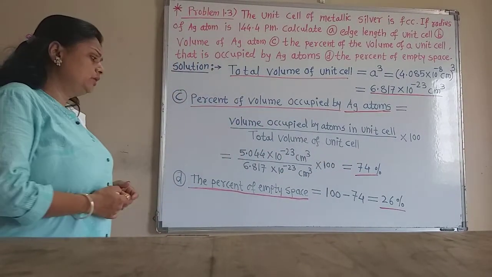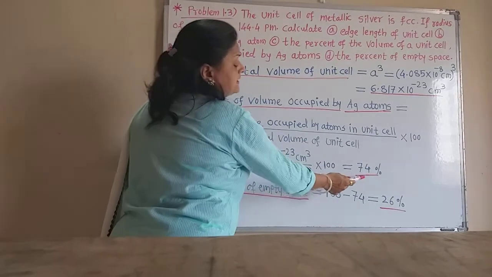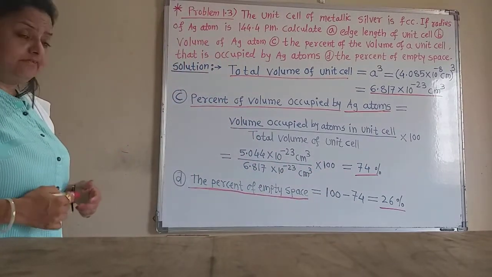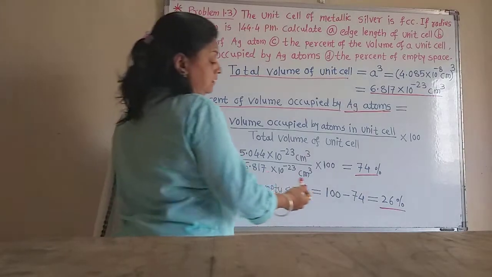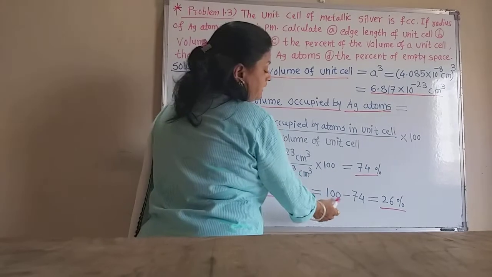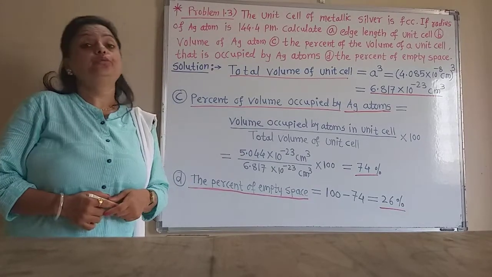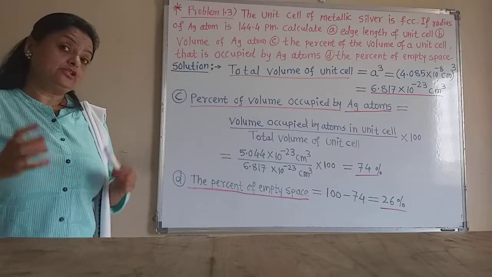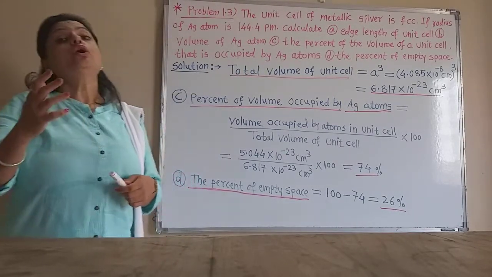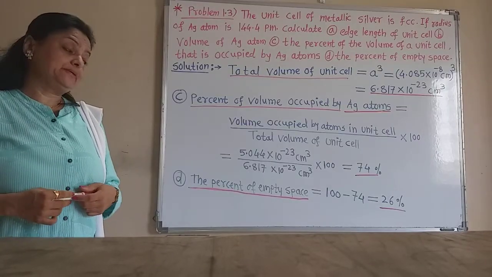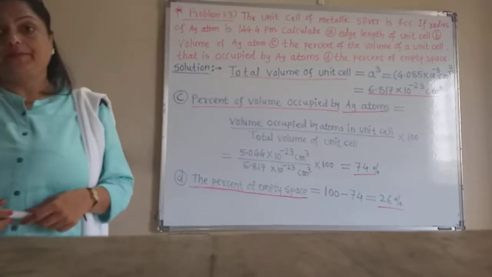74%. Now the percentage of the empty space is calculated by subtracting the percentage of the volume occupied by the silver atoms from 100, and that is equal to 100 minus 74, that is equal to 26% is the empty space. Now this face centered cubic unit cell is the most compactly arranged unit cell. Into that there are the 4 atoms, and so the empty space is minimum in the face centered cubic unit cell. Now let us learn the next problem.